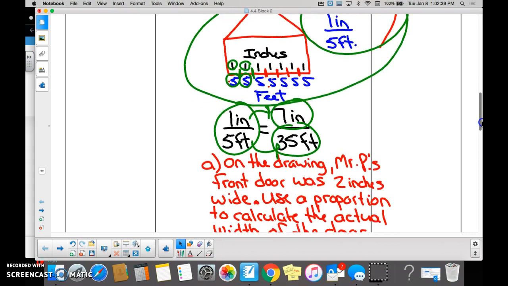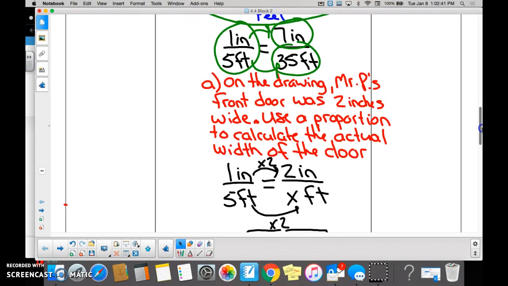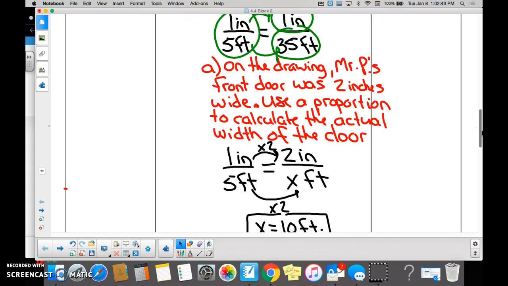Remember my front door? So my front door is 2 inches wide in the drawing. So there's literally a drawing hanging up on the chalkboard right now, right? And you guys are looking at it and you're like, hey, Mr. Pottinger, your front door is 2 inches wide on the drawing. And we know the scale factor is, what's the scale factor, you guys? 1 inch equals 5 feet, right? So the only thing I really didn't know was how wide my door was in real life.